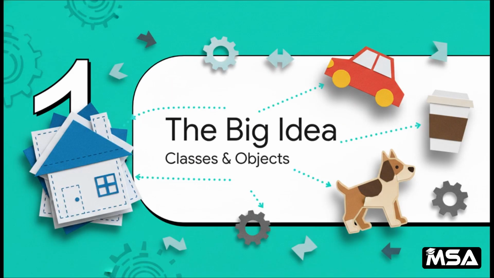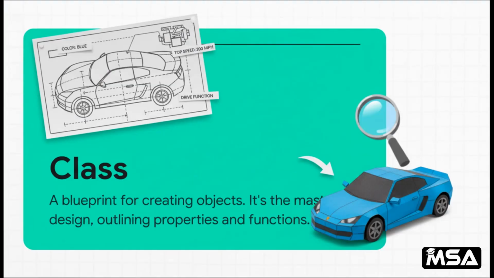Okay, let's dive right in. First things first, the big idea. What in the world are classes and objects? And more importantly, why should you care about them? A class is a blueprint. It's really that simple. Imagine an engineer sketching out the design for a brand new car. That design, that schematic, is the class. It lays out all the rules, what properties it has, like color or speed, and what it can do, like drive. But remember, the blueprint itself isn't a car. You can't drive a piece of paper.